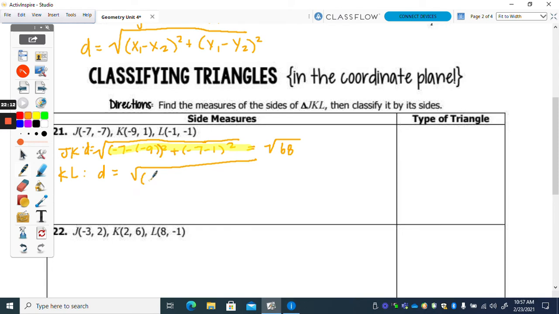So the distance from K to L is going to be the square root of negative 9 minus a negative 1, squared, plus 1 minus a negative 1, squared. So put that in your calculator and it's going to be the square root of something.